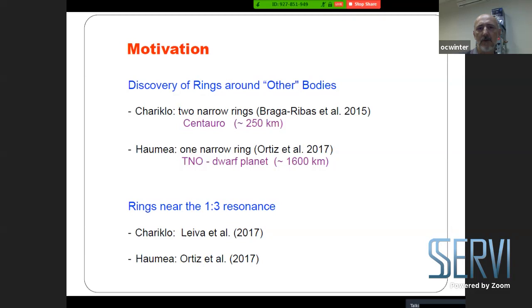I'm not going to talk much about this motivation. Rodrigo showed that before. The only thing to say is this last line, where both Chariklo and Haumea rings are near the 1 to 3 resonance with the body. So Chariklo rotates around 3 times while a particle of the ring completes one cycle. Next, please.